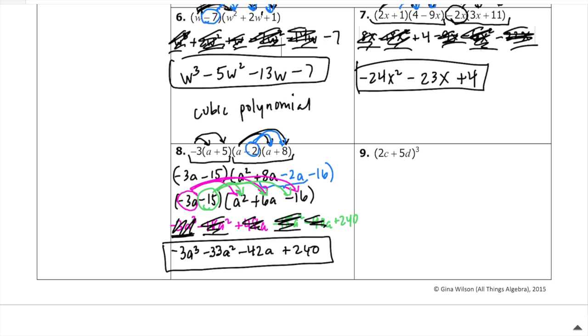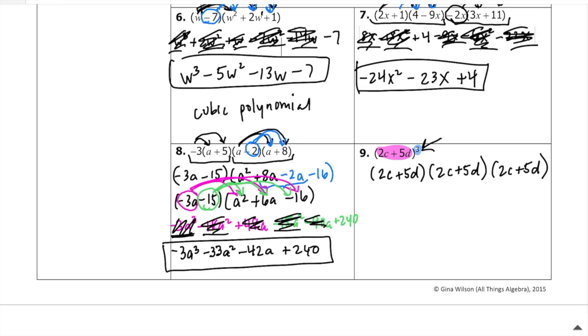Okay, so number 9. Let's talk about this notation real quick. What does this notation mean? Well, it means that I'm going to be seeing this part 3 times. So let's just write this out. This is really 2c plus 5d times 2c plus 5d times 2c plus 5d.